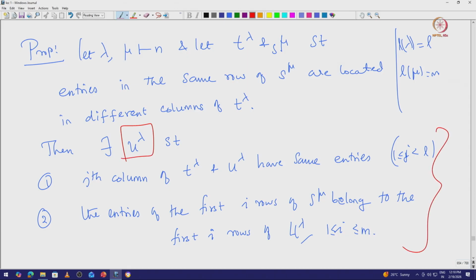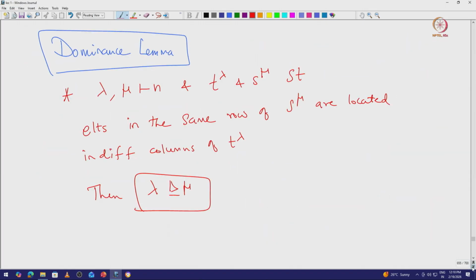Now, note that the columns of T lambda are not actually changing. The columns of T lambda and U lambda have the same entries, and now if we look at the number of elements that appear in the first I rows of U lambda, what is it going to be? So, the number of elements in the first I rows of U lambda is going to be exactly lambda 1 plus etcetera plus lambda I.